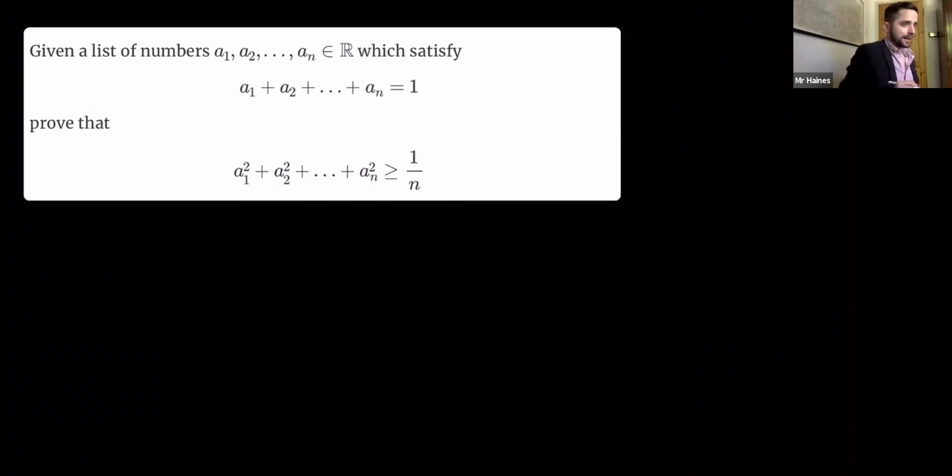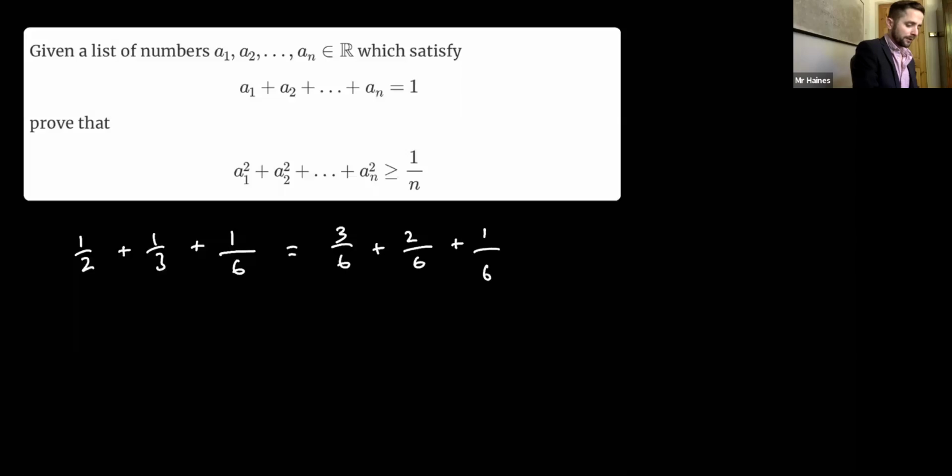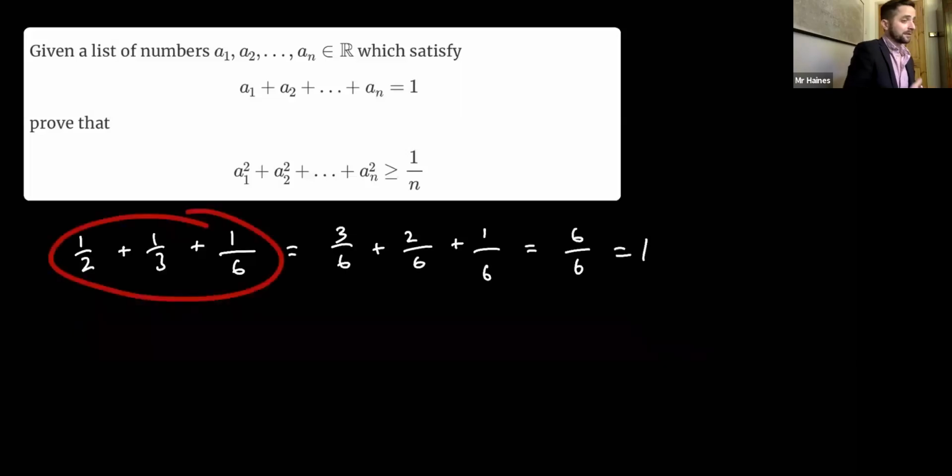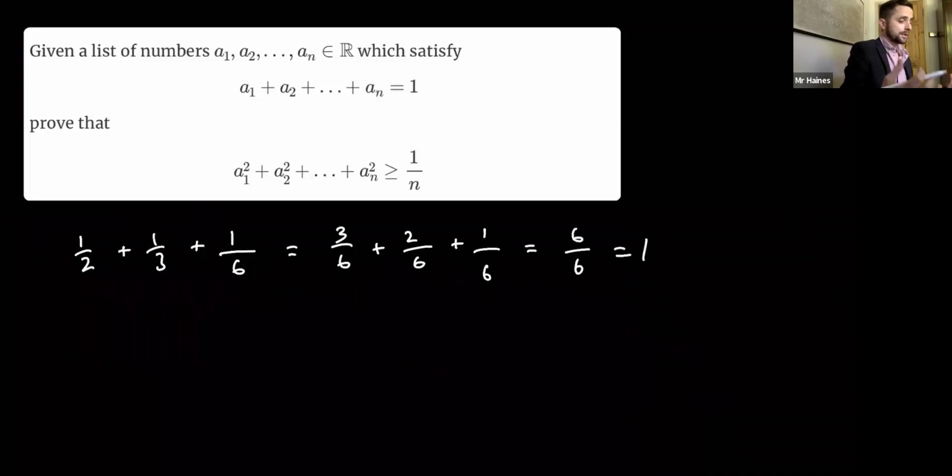So let's just see how general that really is. If you take some numbers that add up to give me the number 1, so for example, a half plus a third plus a sixth, this would be 3 over 6 plus 2 over 6 plus 1 over 6, which is 6 over 6, which is 1. So there's an example of some numbers. It doesn't have to be 3 numbers. You could have any quantity of numbers.